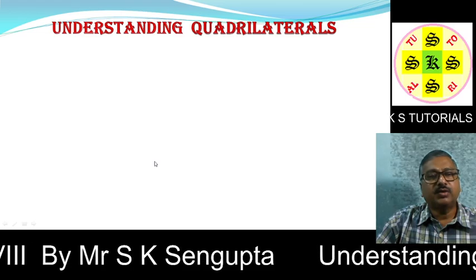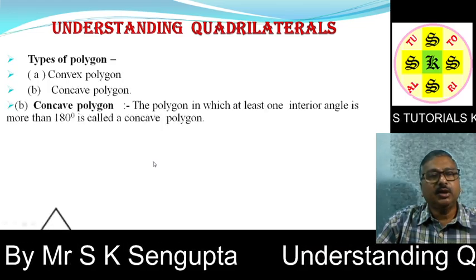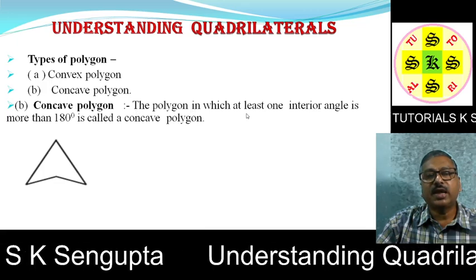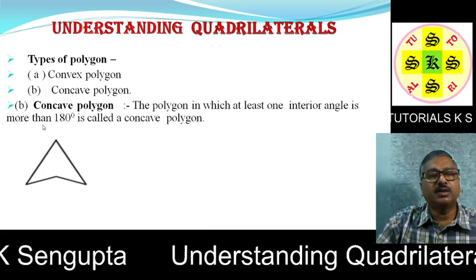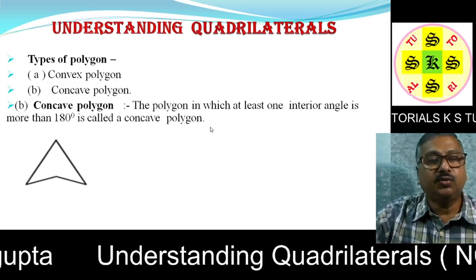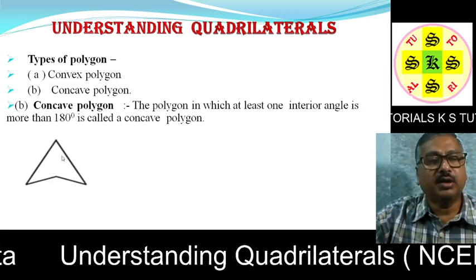Now another type is there, that is the concave polygon. Now what is a concave polygon? The polygon in which at least one interior angle is more than 180 degrees is called a concave polygon. At least one, it may be more than one also, but there should be at least one.